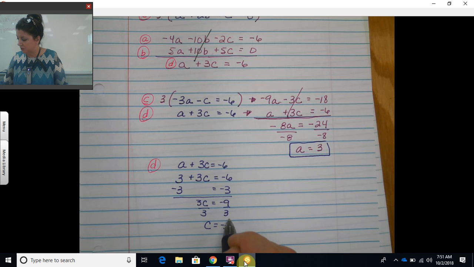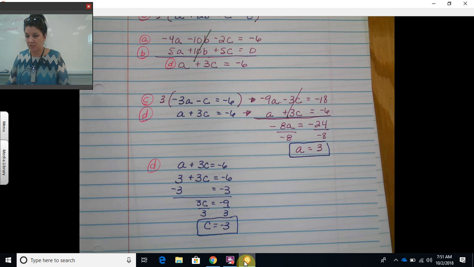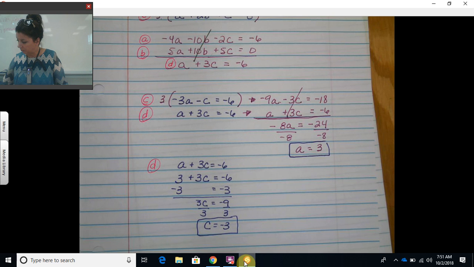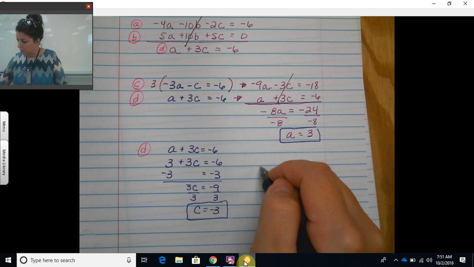I know 2 out of the 3 variables. Now what will I do? Substitute into what? Either A or B. I can't do C because C only has 2 variables in this case, and I know both of them, so it won't help me, right? So either A or B. I will go with B.